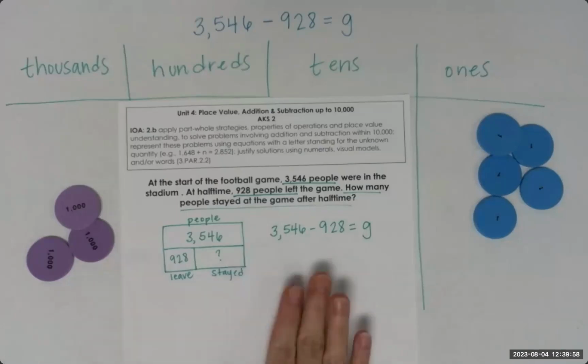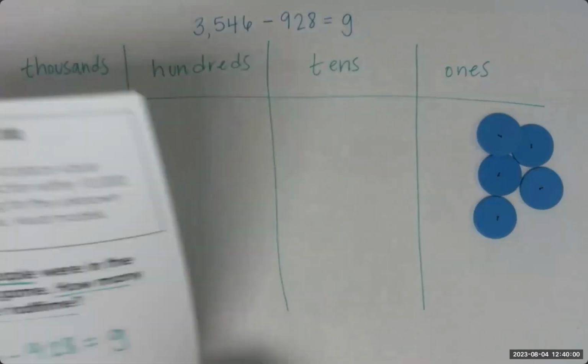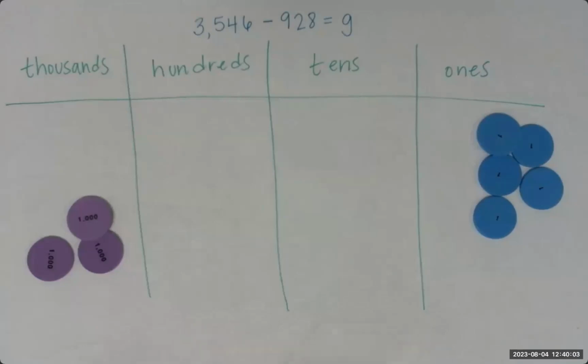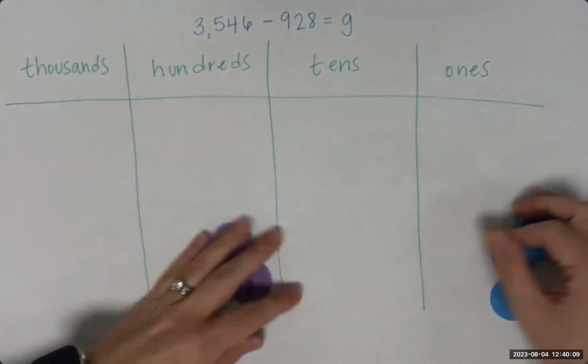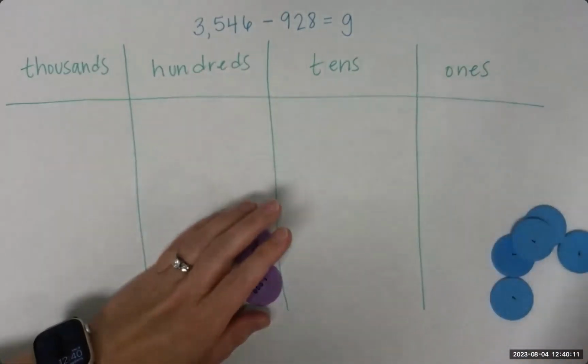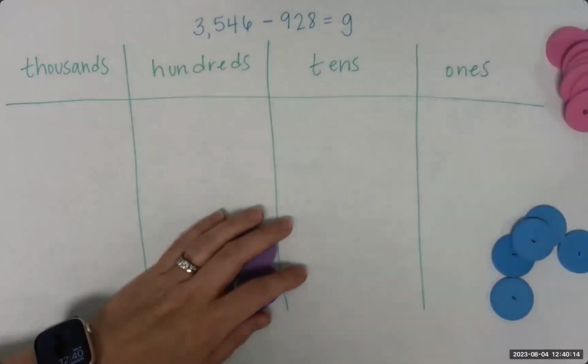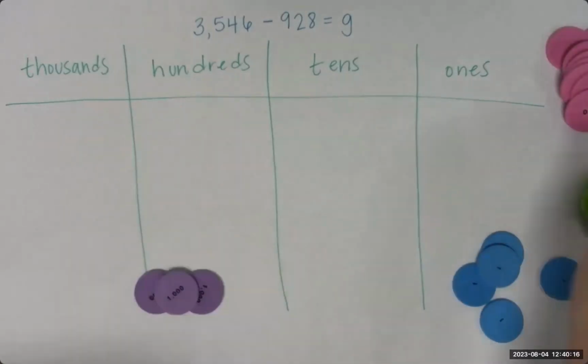Okay, so here's our problem. And I am going to be subtracting today. Now, like I said, we will use our expanded form equation as we go. So I'm going to need 1,000s, 100s, tens and ones. Get some of those out here, and let's build our number.